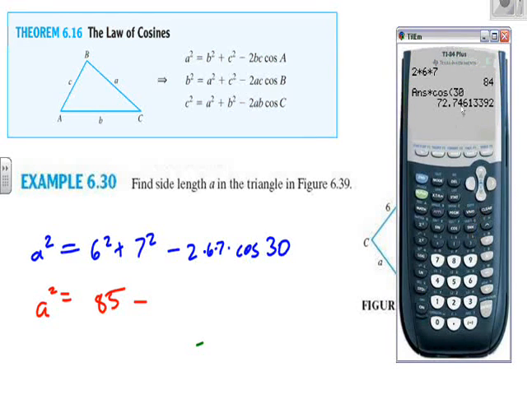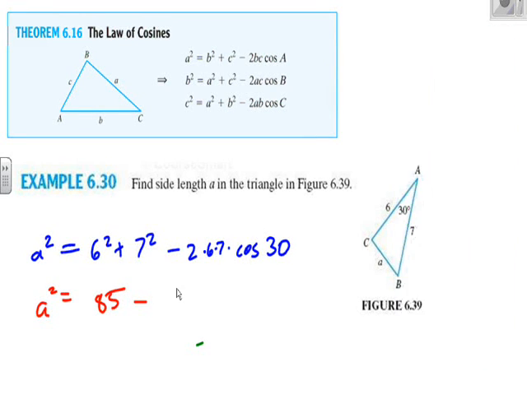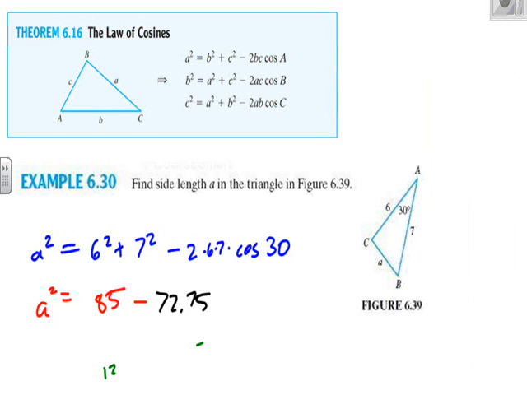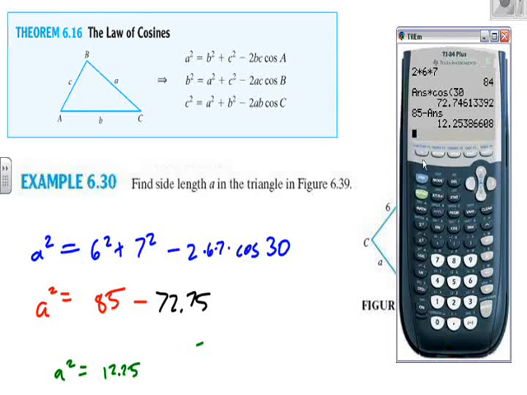So we need to subtract the 72.75. Subtract that from 85. And we get 12.25. So that's a squared, so we need the square root. 3.5.